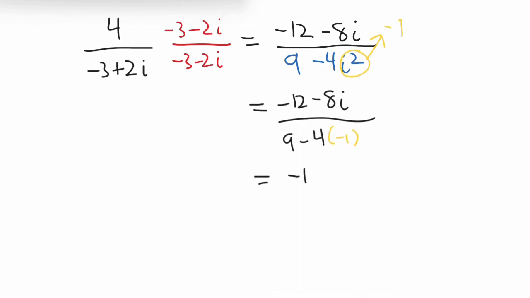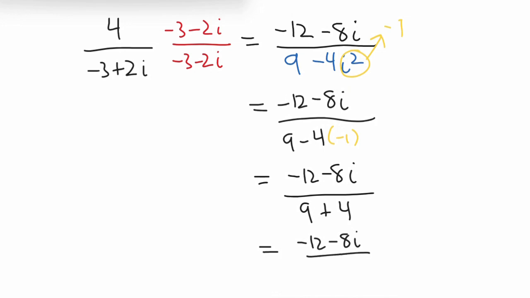Continue simplifying. Negative 12 minus 8i all over 9. And negative 4 times negative 1 is a positive 4. So we get negative 12 minus 8i over 13. If we break this into real and imaginary parts, negative 12 thirteenths minus 8 over 13 i.